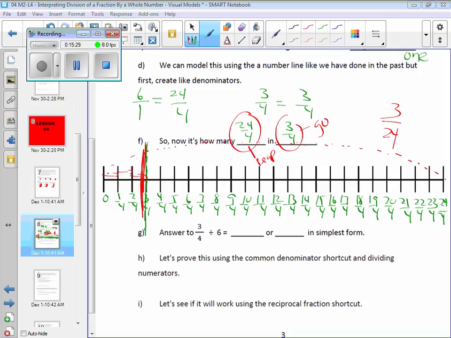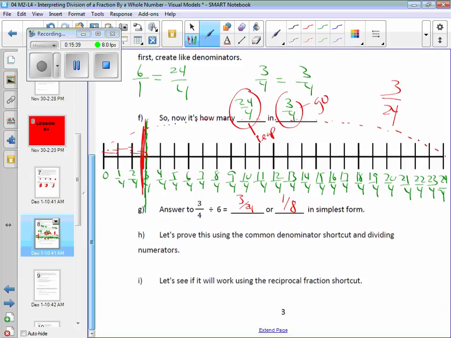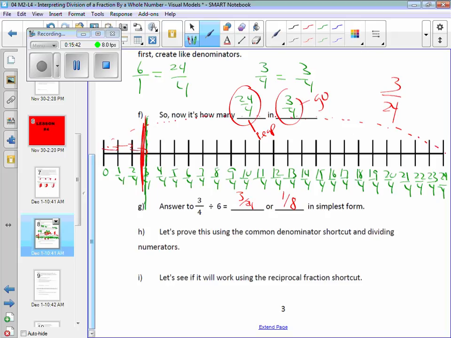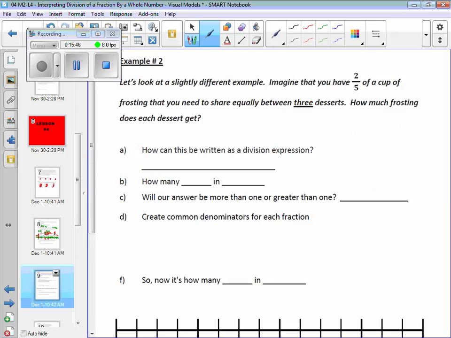By the way, 3/24 or 1/8 if you simplify it. I don't know if I want to do H and I right now. Skip it for now. Let's go to the next one. Okay, let's do number 2.